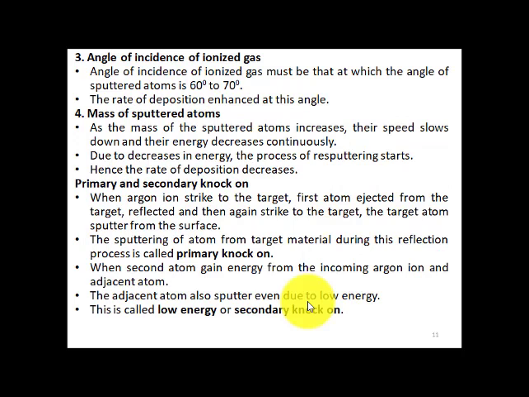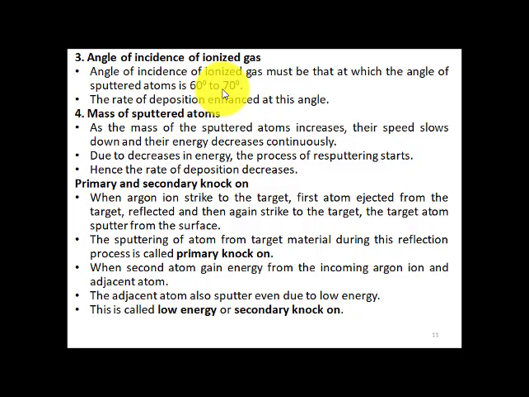Next one is the angle of incidence of ionized gas. The angle of incidence of ionized gas is directly related to the sputtering. If the incident gas ions strike at an angle between 60 to 70 degrees, then the rate of ejection of atoms from the surface of the target will be very high. As we move from 70 to 90 degrees, the rate again decreases, and at 90 degrees it might become equal to 0. The rate of deposition is enhanced at this angle from 60 to 70 degrees.